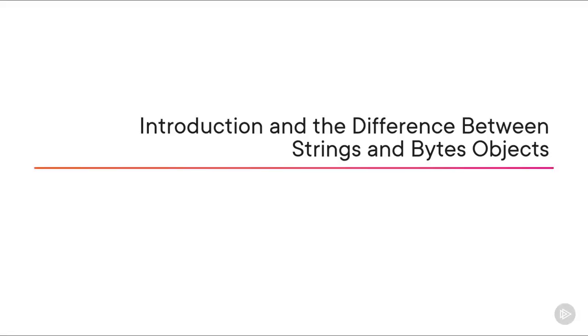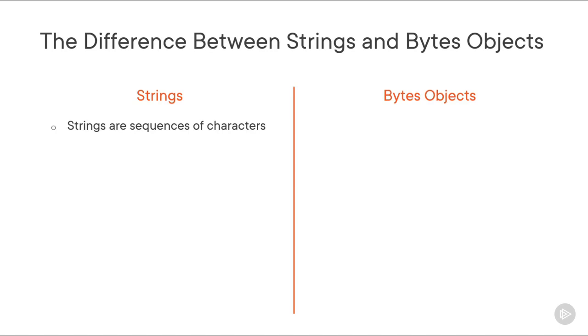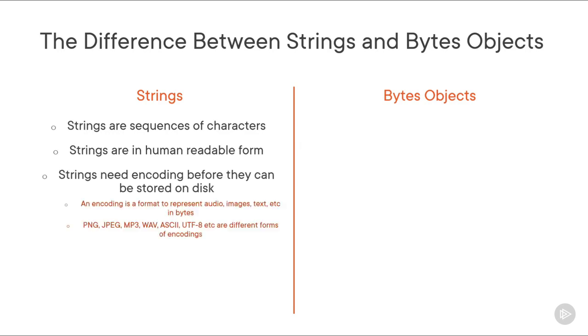Let's talk about the difference between strings and byte objects. So first of all, strings are a sequence of characters. They are in human readable format, so you can understand what the strings are. They need encoding before you can actually store them on disk. And examples of strings might be text, images, or audio. And there's some representation of some of the types of files for strings. So it could be in PNG format, JPEG, MP3, or simply just text files.